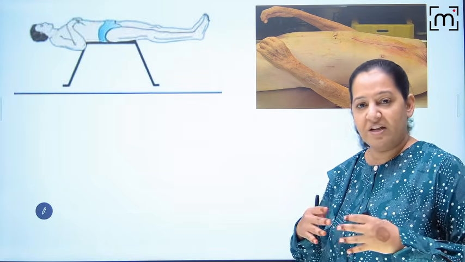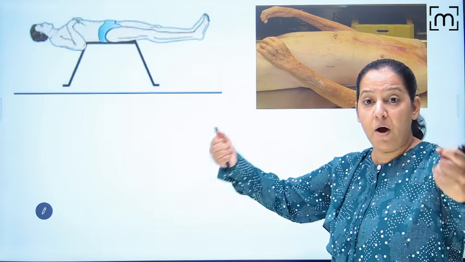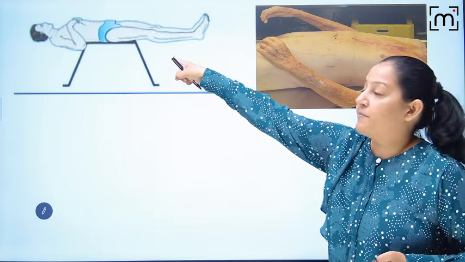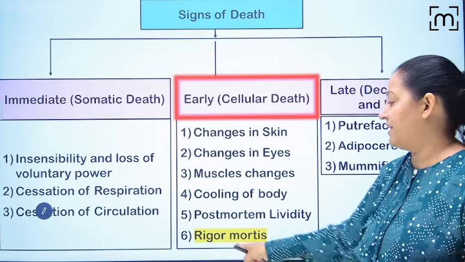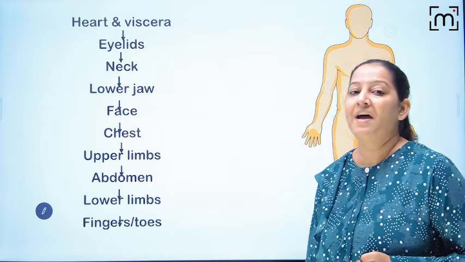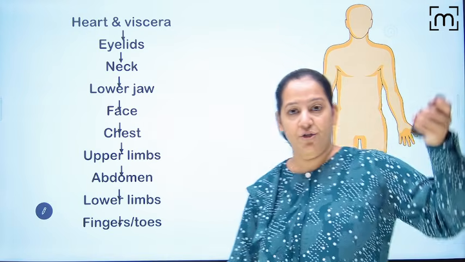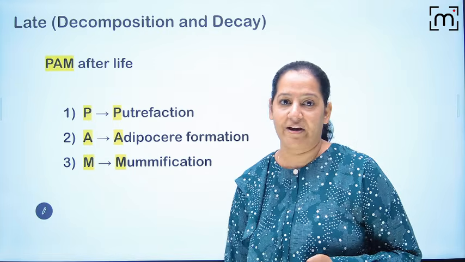Initially, as soon as the death occurs, the complete body relaxes. But after a few hours, it contracts. You can appreciate the contraction. That is rigor mortis. I told you the sequence of the muscles showing contraction: first involuntary, then voluntary. Right?